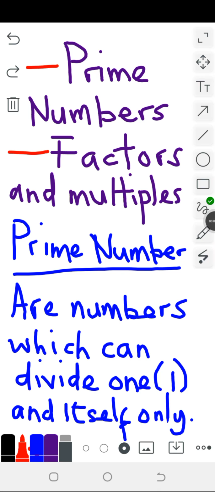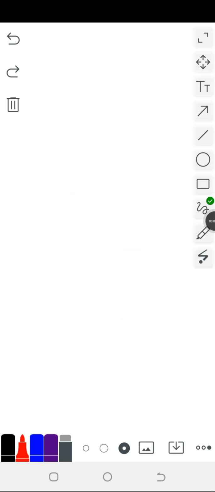Now I'm going to list natural numbers ranging from 1 to 20. 1, 2, 3, 4, 5. Now let me stop there. Now let's start with the first natural number, 1. Is 1 a prime number? We say no.